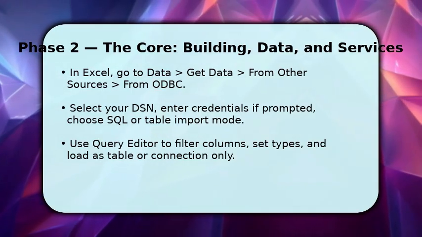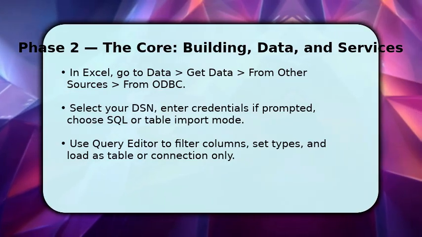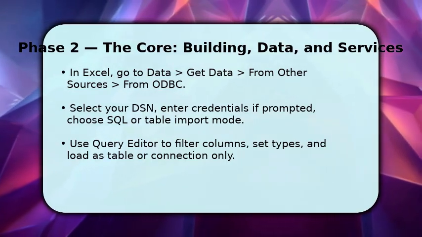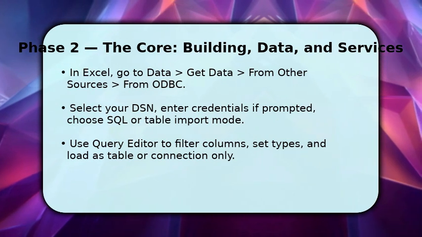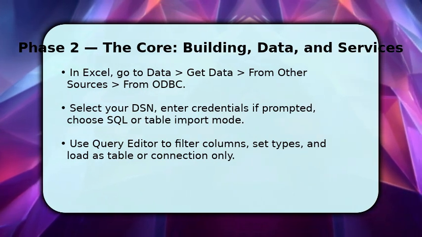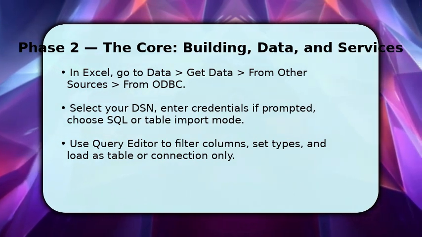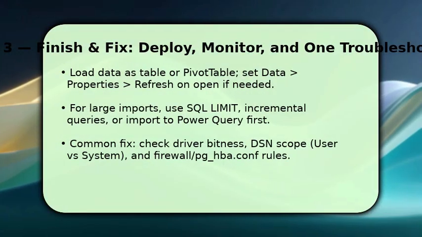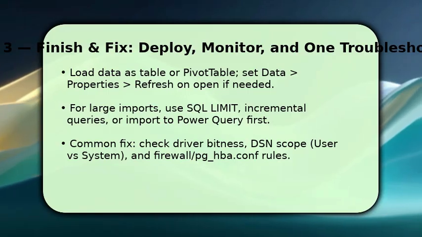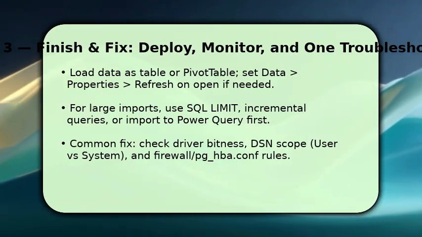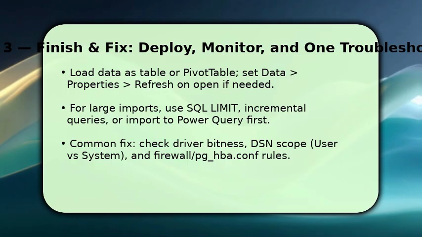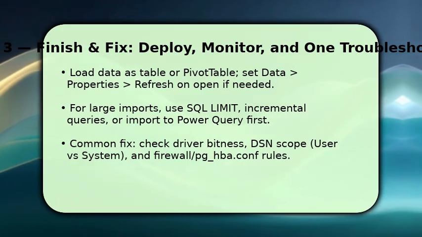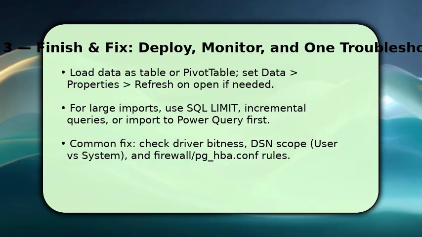Then use the query editor to filter rows, set column data types, and remove unnecessary columns before loading so your workbook stays fast and tidy. You finish by loading the cleaned query into Excel as a table or pivot table, and then configuring refresh options. Set refresh on open or background refresh as required. For large datasets, use incremental queries or import smaller batches to avoid freezing Excel.